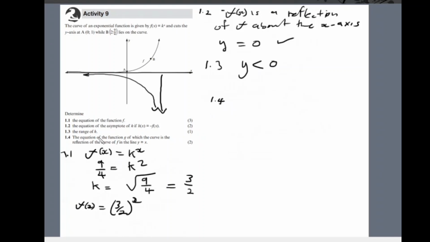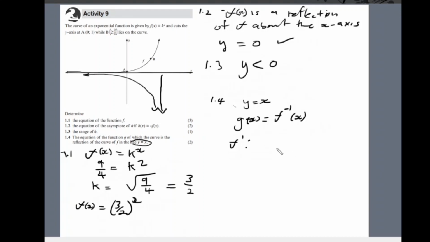1.4, determine the equation of the function g, of which the curve is the reflection of the curve of f in the line y equals x. I mentioned that whenever they say a reflection of a function in the line y equals x, the reflection of a function in the line y equals x is the inverse of that function. So now to determine the equation of g, we know g of x will be the inverse of f of x, right?